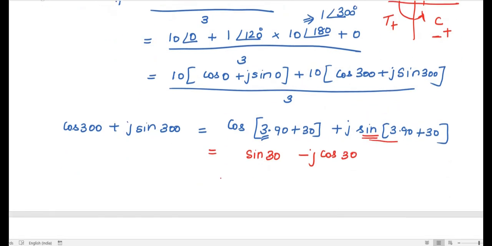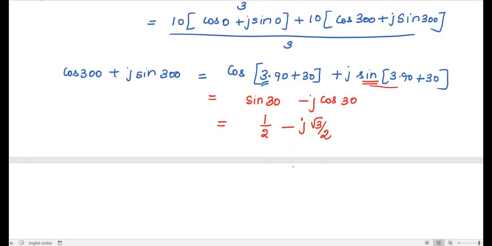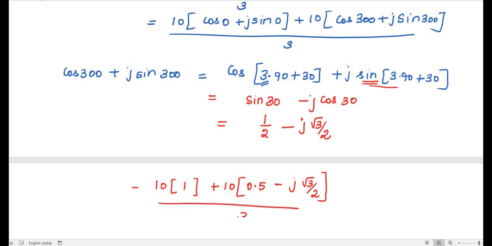And how to write this? What is sin 30? Sin 30 is 1 by 2, minus cos 30 is root 3 by 2. And next I am going to substitute this value in the equation. So 10 into 1 plus 10 into, what is 1 by 2? That is 0.5. And add 0.5 minus j root 3 by 2. The whole divided by 3.